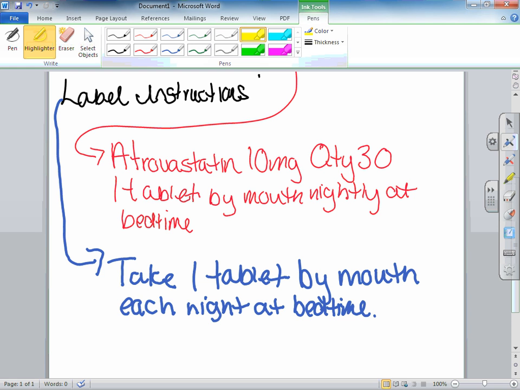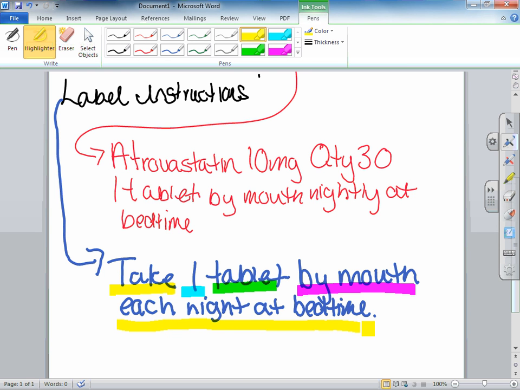What's the verb in this case? Take. You're providing the dose. The dose is 1. You're providing the dosage form, which is tablet. You're providing the what? Route of administration, which is by mouth. And then you're providing the frequency, which in this case is each night at bedtime.